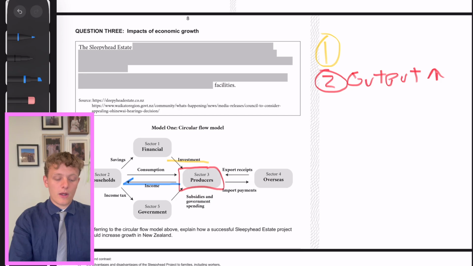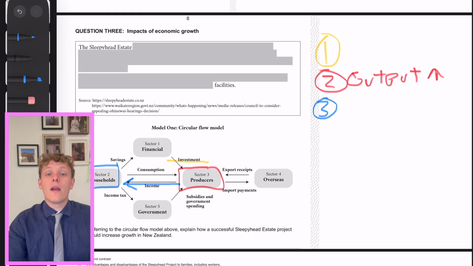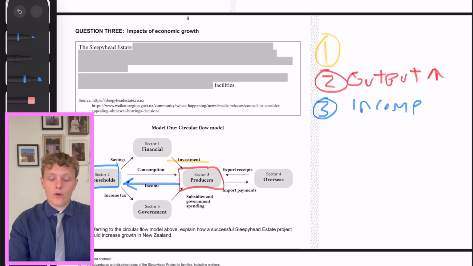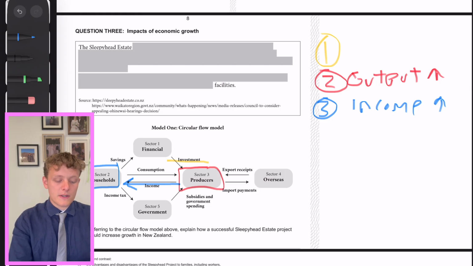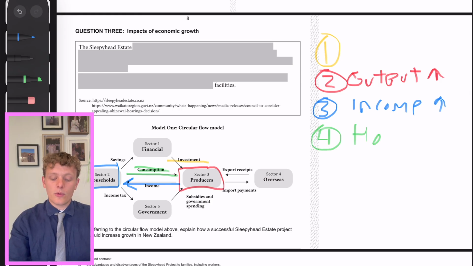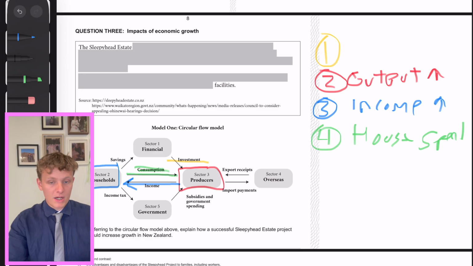And then 3, we still want to talk about another 2 flows. So we're going to talk about income to households. Now households are going to have more income because businesses need more resources in order to fuel that increased output. So income is going to rise. And then 4 is going to be consumption. With this increase in income, households spend more. Households are going to spend more money.